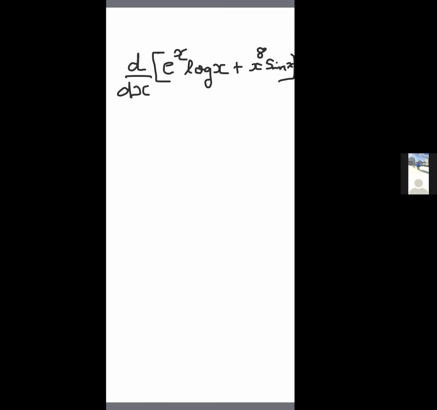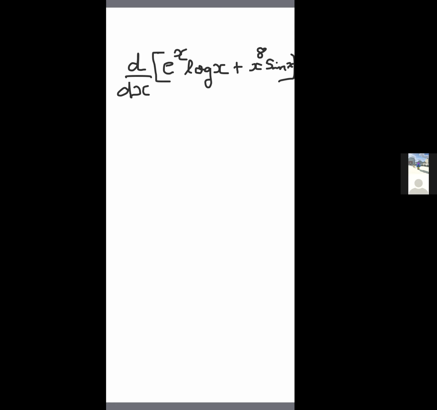Okay, so the question is d by dx of e power x log x plus x power 8 sin x. Here, if you have understood, you will have to do product rule twice to get the answer. This is the clue. Now start solving and give me the answer.